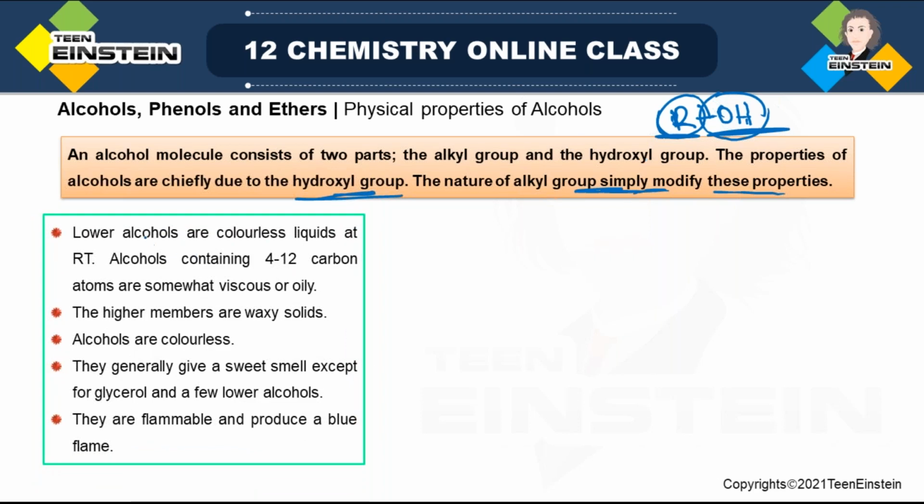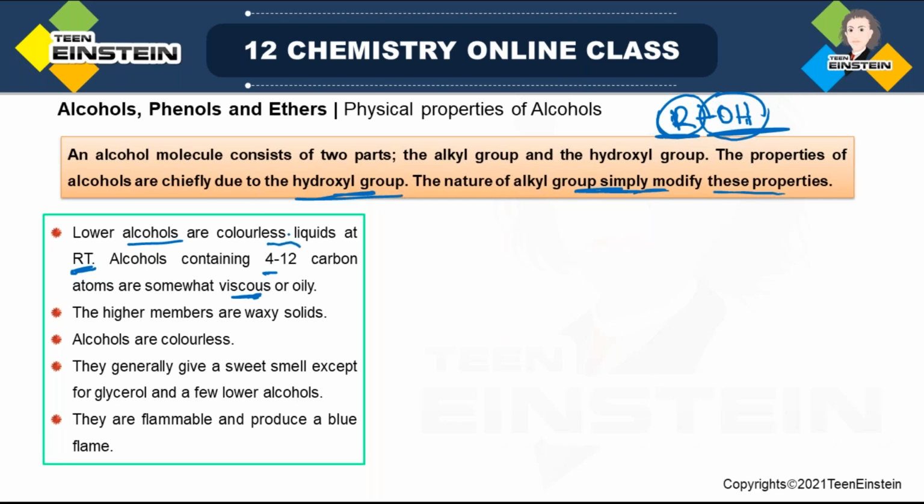It is observed that lower alcohols, that is methanol, ethanol, propanol, are mostly colorless liquids at room temperature. Propanol is 3 carbon, CH3CH2CH2OH. But when you move to 4 carbon, 5 carbon, and so on up to 12 carbon, the nature of these molecules at room temperature is that they become viscous. That means they become more dense. So these are colorless liquids.